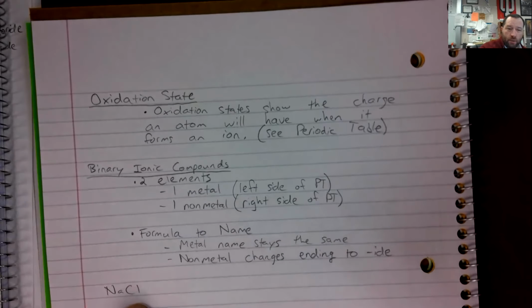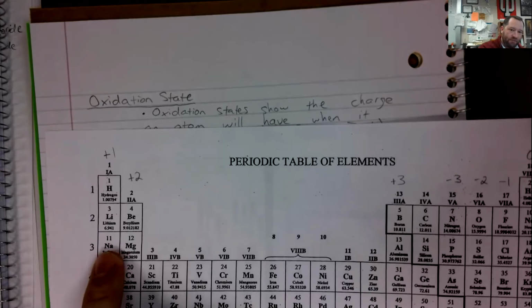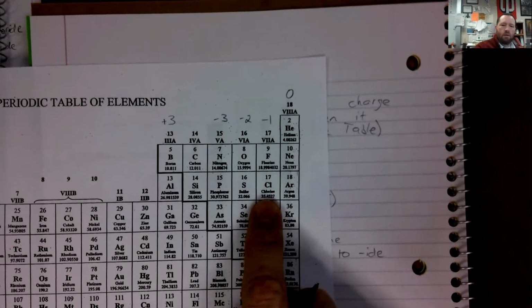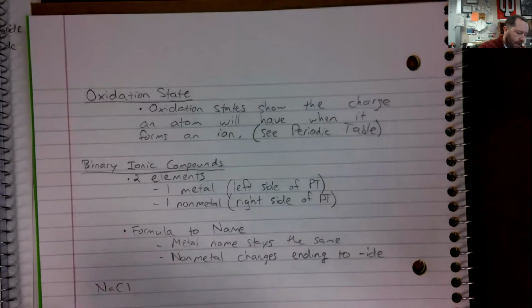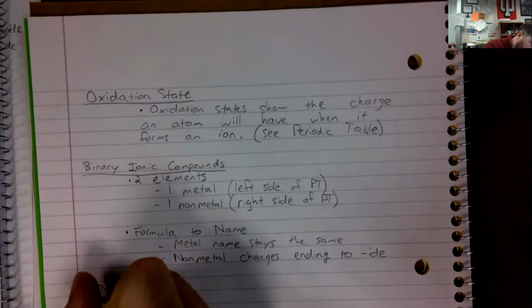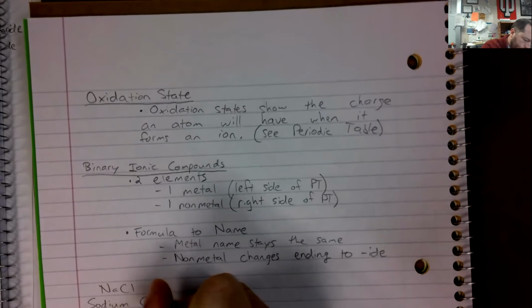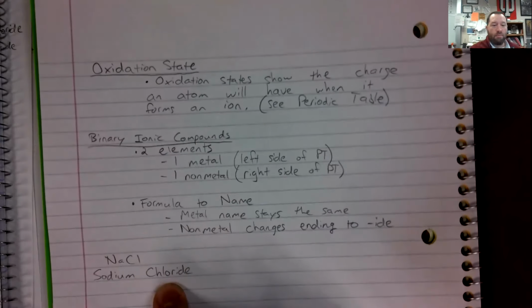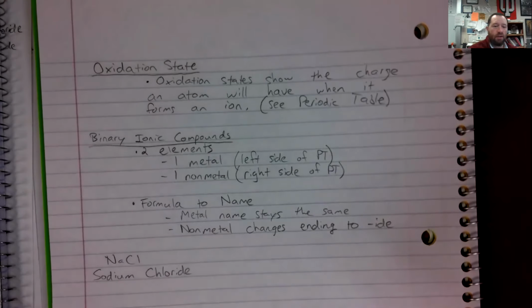NaCl, again, first thing we have to do is identify that this is an ionic compound. We have one element from the left, a metal, sodium, and one element from the right, chlorine. So yes, we are working with a binary ionic compound. The metal's name is sodium. That's not going to change. The nonmetal, we drop the ending and add IDE. So sodium chloride.